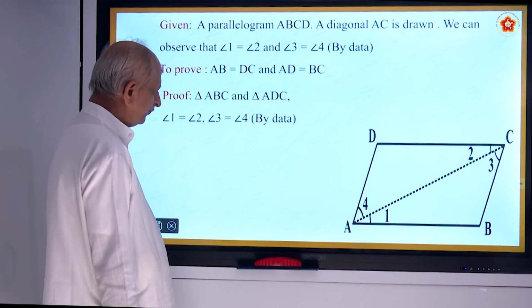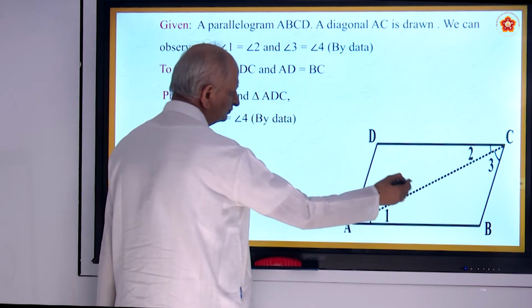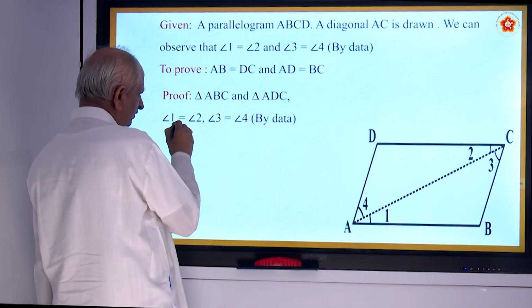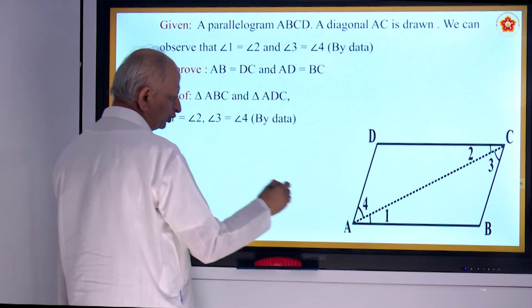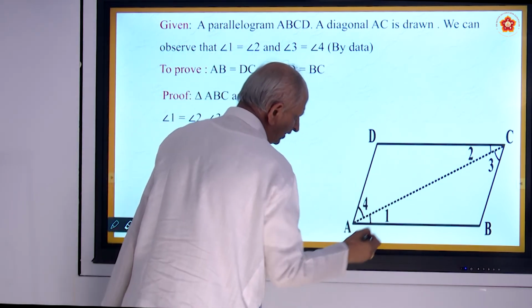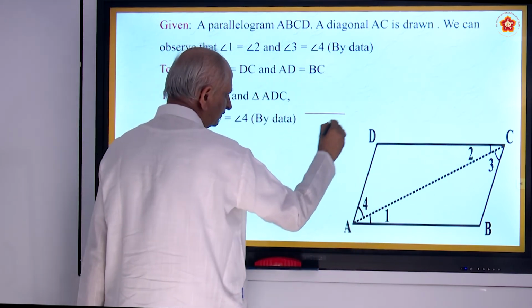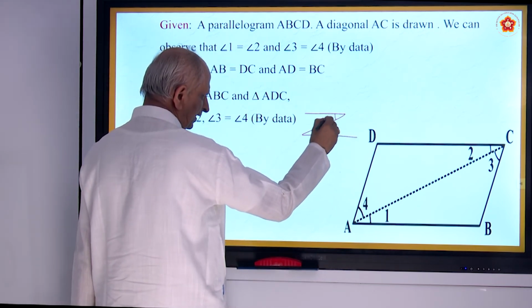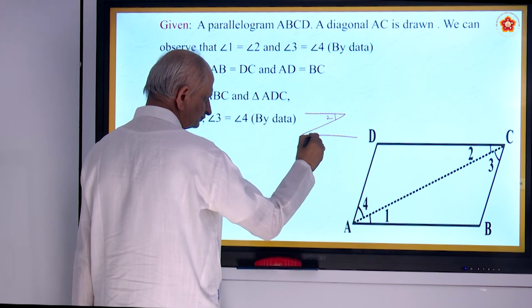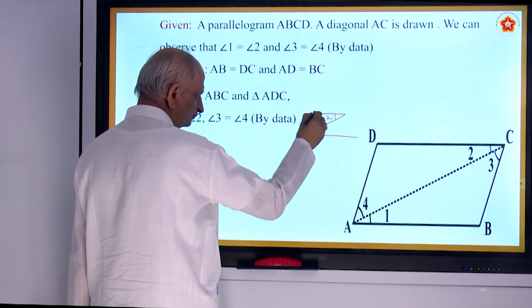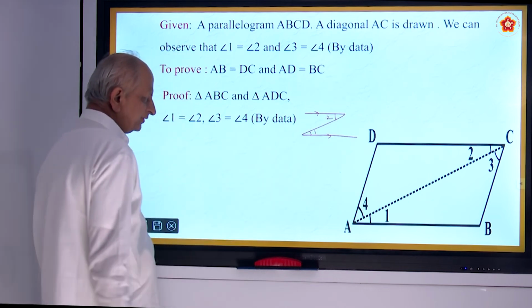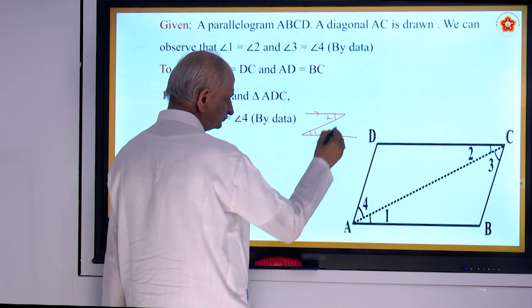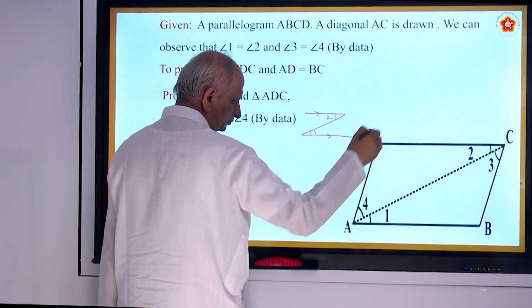So, proof, take these two triangles. In those triangles, you are given that angle 1 is equal to 2. Sorry, they are alternate angles, also called Z angles. Whenever two parallel lines are cut by a transversal, here angle 1 is equal to 2 because they are parallel. This is called the transversal. Also, you have 3 is equal to 4. Same thing.